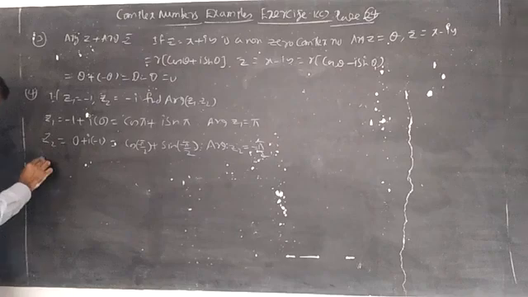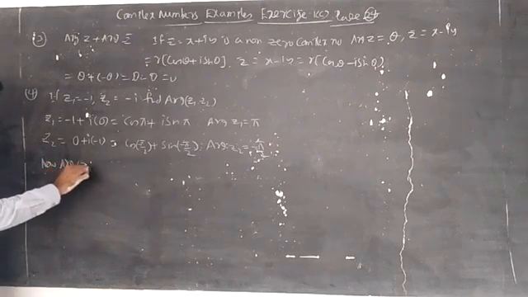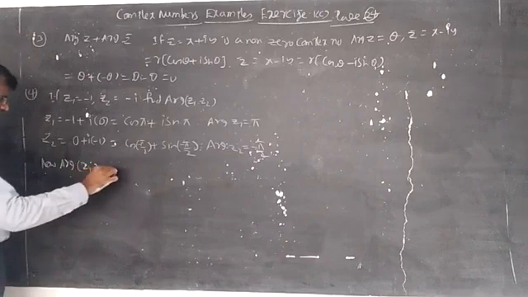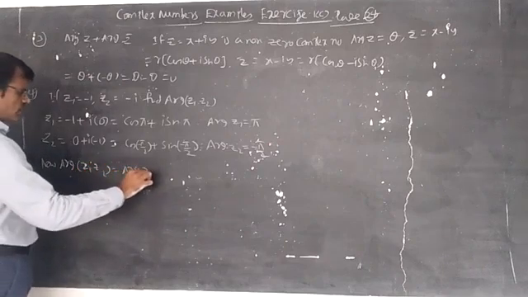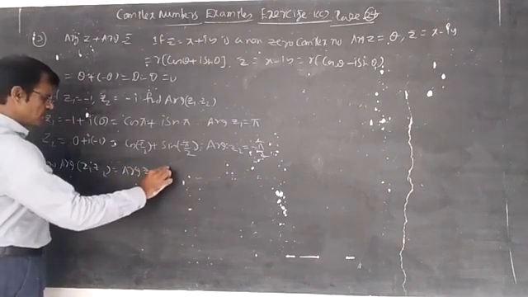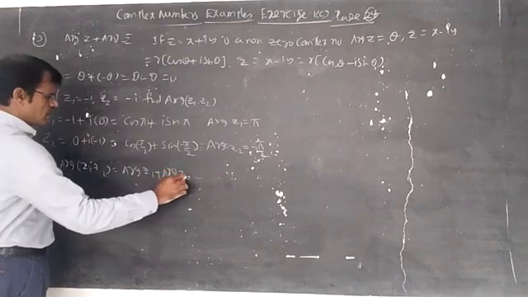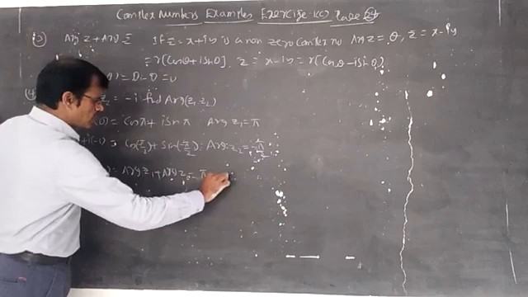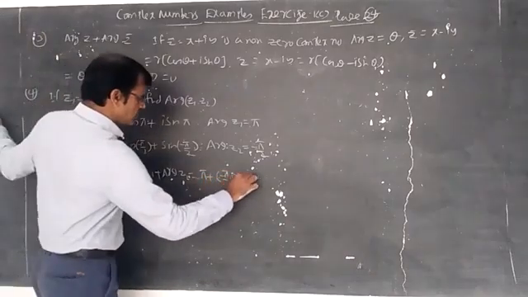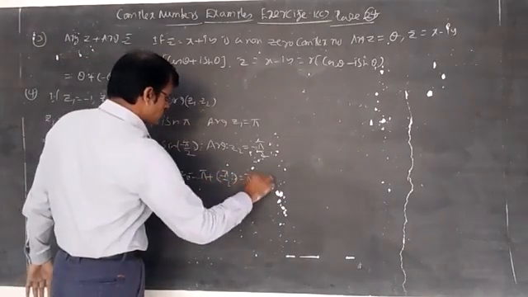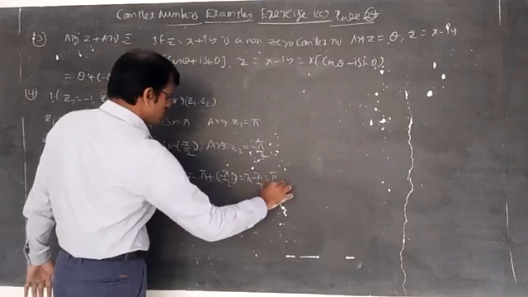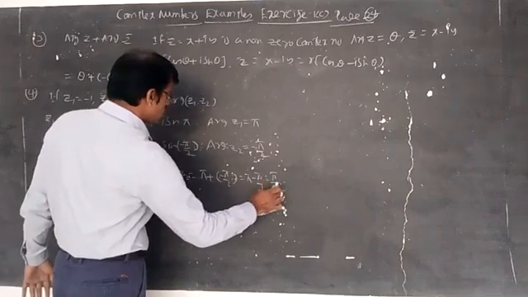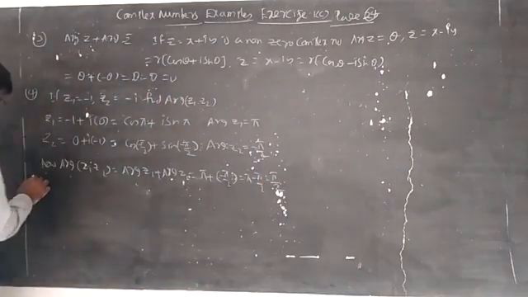Now, write the formula. Argument of Z1 dot Z2, it is Z1 into Z2. Whenever into is there, simply you write the formula: argument Z1 plus argument Z2. So it is pi plus minus pi by 2. It is pi minus pi by 2. That is equal to pi by 2, the answer for the argument of Z1 dot Z2.